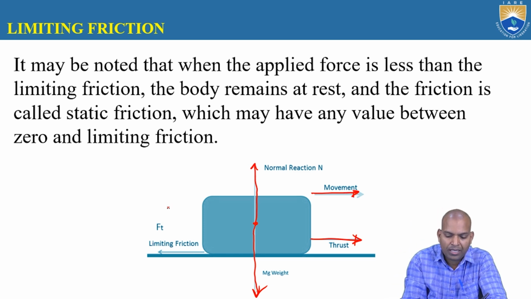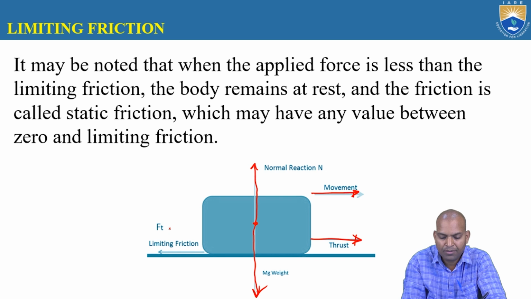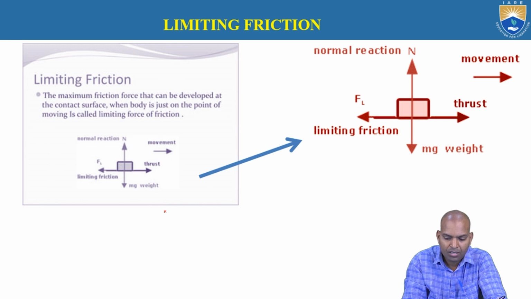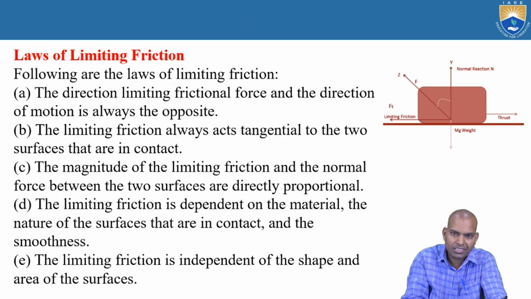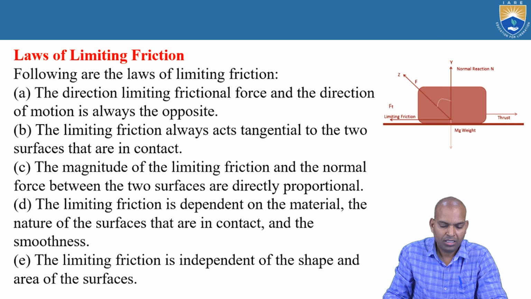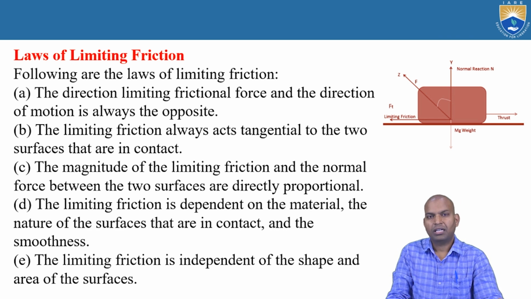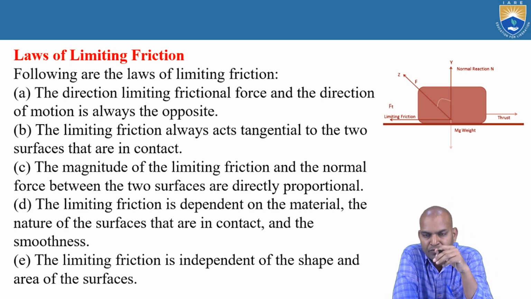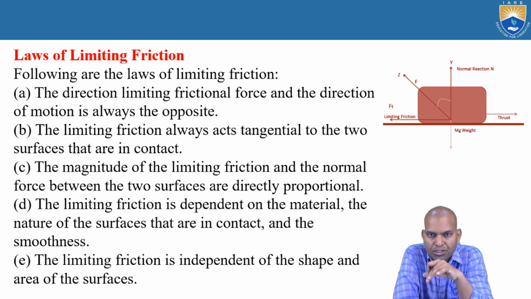So here we have the terms normal reaction, limiting friction, movement, thrust and weight of the body. The weight always acts vertically downwards, passing through the center of gravity of the body. Alright, these are the terms. There are certain laws for limiting friction. One of the laws is that the direction of the frictional force or limiting friction is always opposite to the direction of the motion of the body.